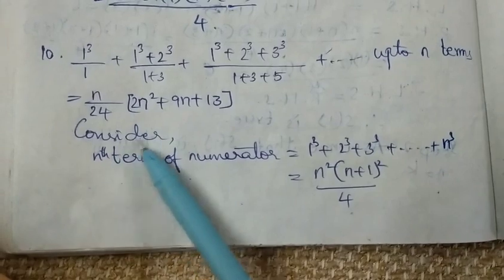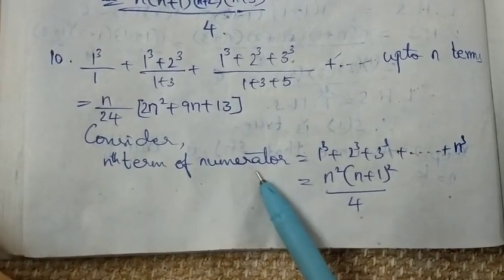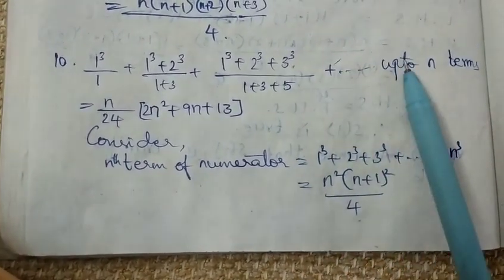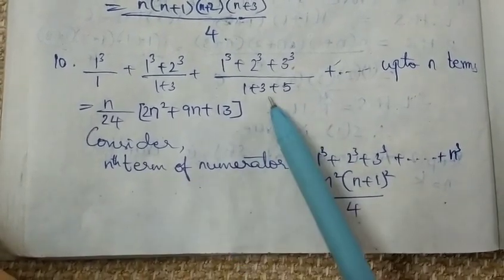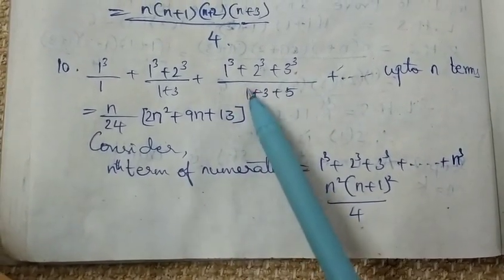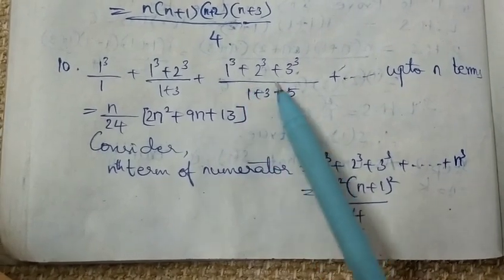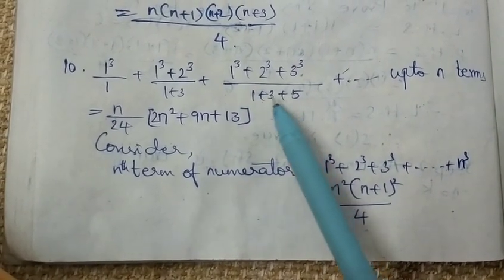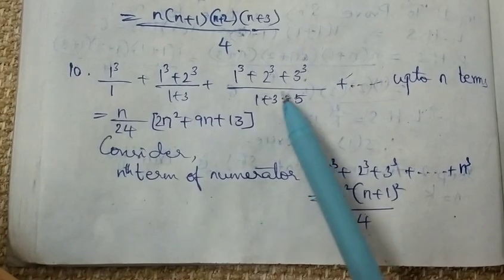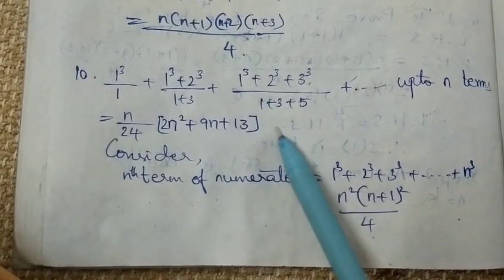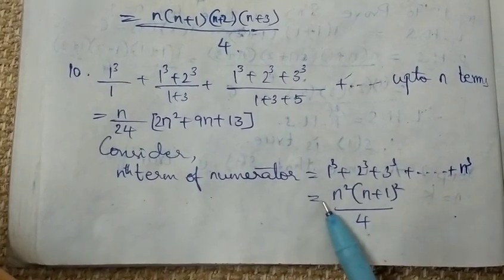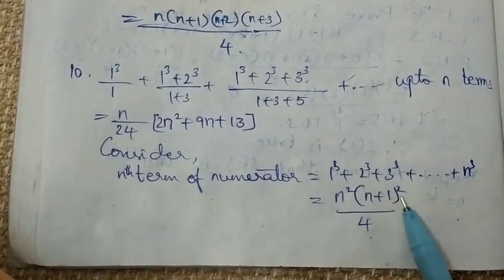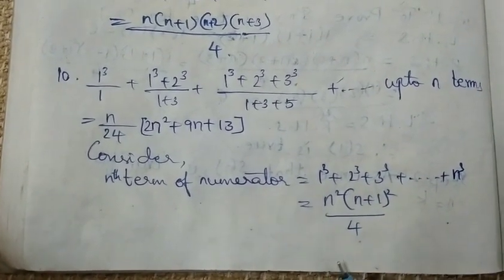Then consider the nth term, because here the nth term is not given, you have to construct the nth term. There are two parts to it: one is the numerator and another is the denominator. The denominator part you can get by the Tn formula, and the numerator part is the sum of the cubes of n terms, which is equal to n square into n plus 1 whole square divided by 4.